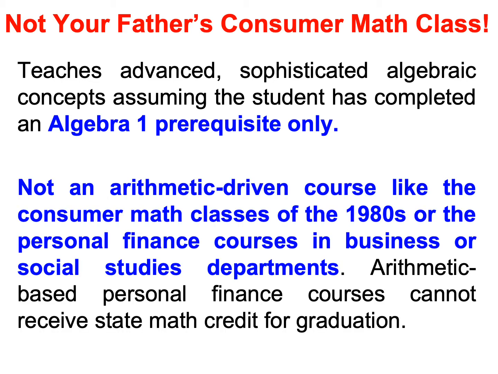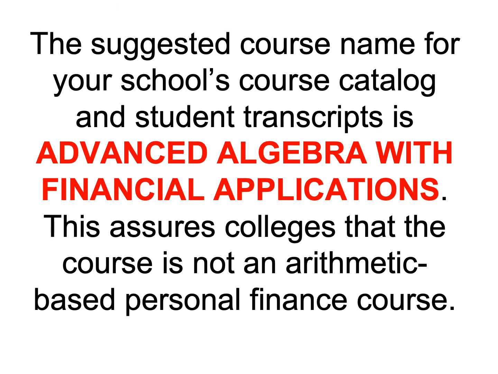It's not an arithmetic-driven course like those old consumer classes were, nor is it a personal finance course in the business or social studies department. Arithmetic-based personal finance courses cannot receive state math credit for graduation. The suggested course name for your school's course catalog and student transcripts is Advanced Algebra with Financial Applications. This assures colleges that the course is not an arithmetic-based personal finance course.